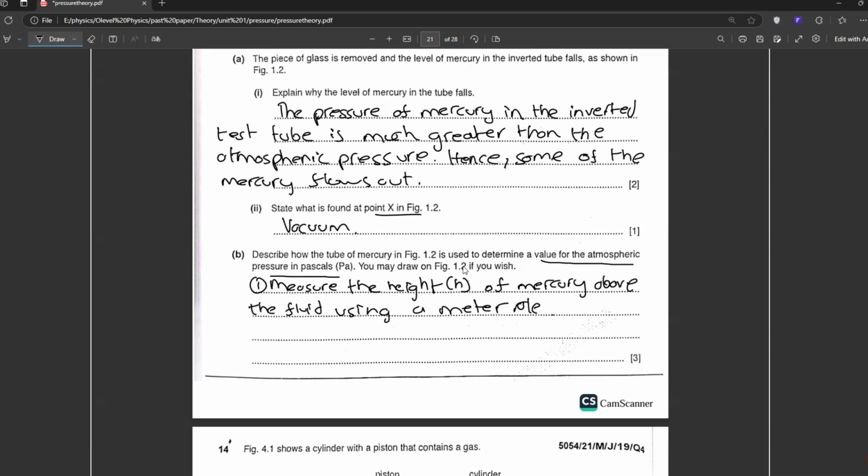Third mark. How will you get the third mark? Apply the formula. Pressure is equal to rho g h to get the atmospheric pressure. This is a 3-marker question. First 2 marks lie in the first point. The third mark lies in the second point.